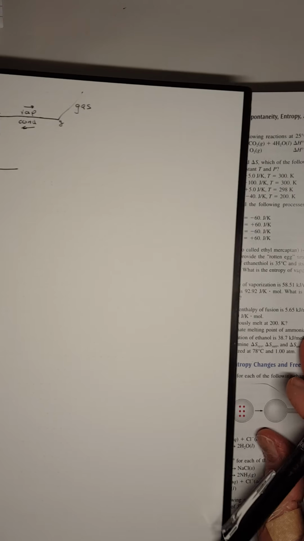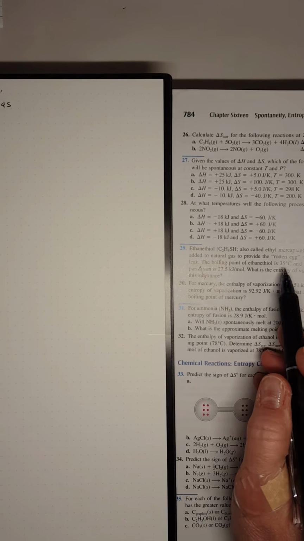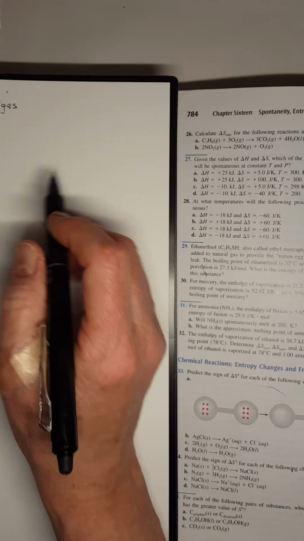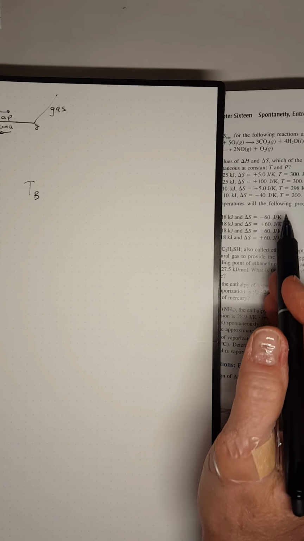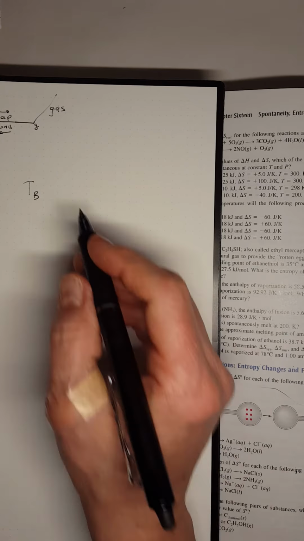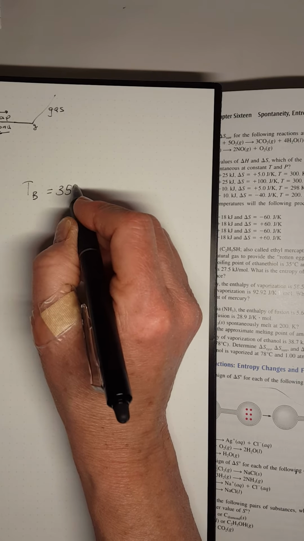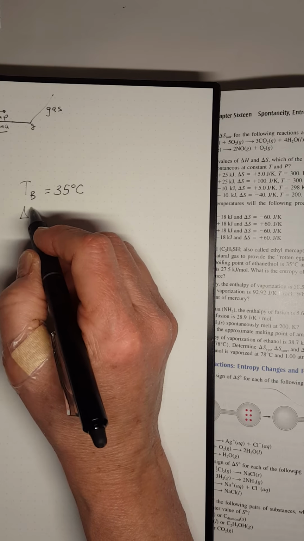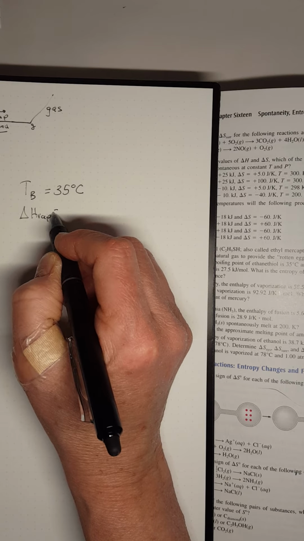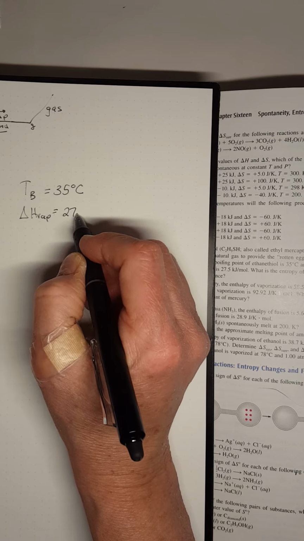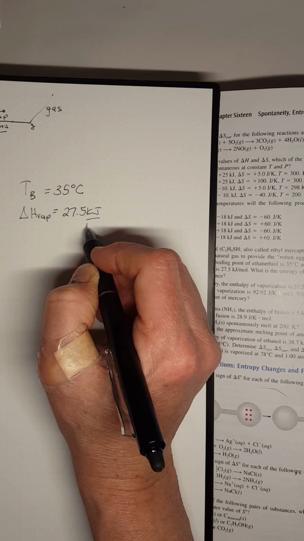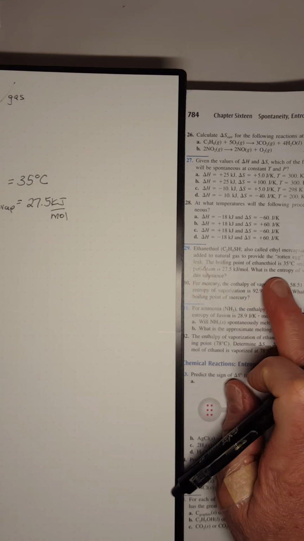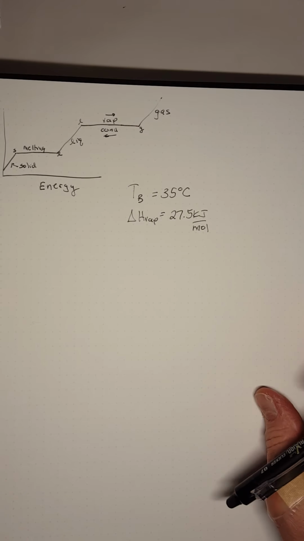So on this problem, it says that the boiling point, so I'll put T sub B, for ethanethiol is 35 degrees Celsius. And the heat of vaporization, so delta H vaporization, is equal to 27.5 kilojoules per mole. Okay, so how does this help us figure out what is the entropy of vaporization for the substance?